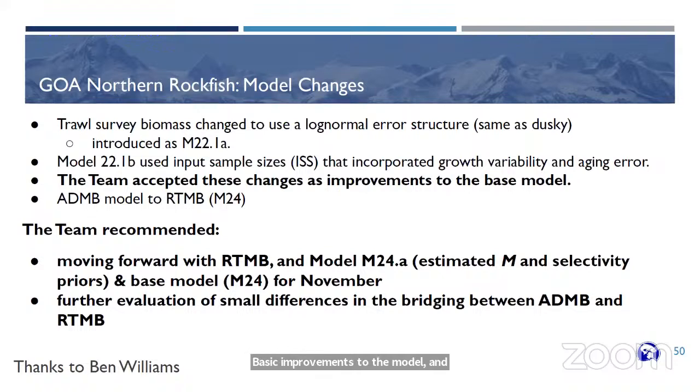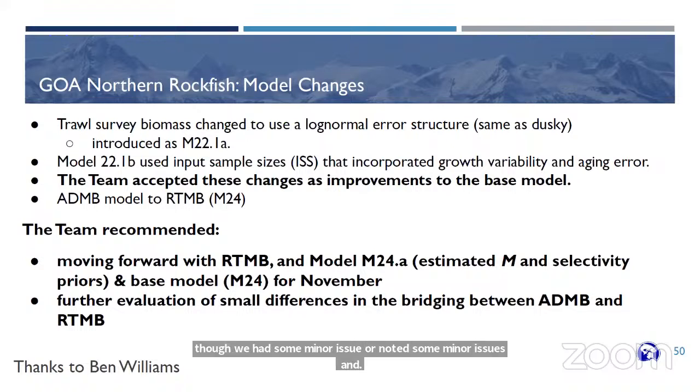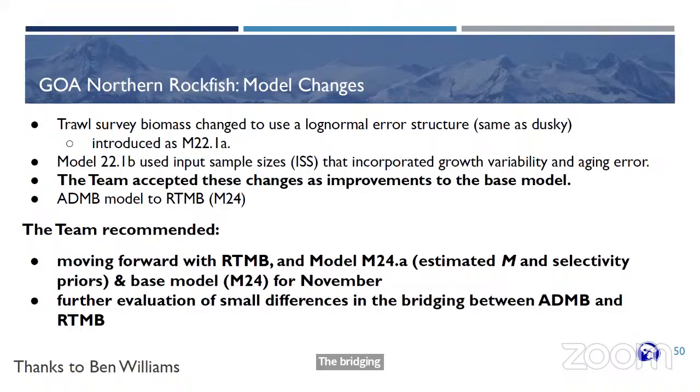And then Ben has also eagerly gone ahead and converted the model into RTMB, which we saw as a huge improvement. And I learned today that even though we noted some minor issues in the bridging aspect, he was able to resolve those and is now getting exact matches for all of the models. So we thought those could be used going forward to bridge between ADMB to RTMB, similar to what was done last year for Gulf pollock. I think that's all we have for northerns and Duskies.